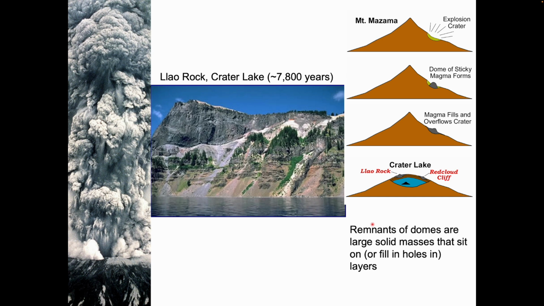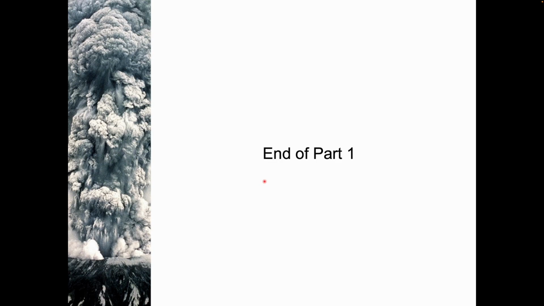There's a few of these remnants of lava domes that are large solid masses sitting atop or filling holes within the layers of those surrounding lava flows. We can see the base of that lava dome right here on this line that I'm tracing with the laser pointer above those otherwise outwardly dipping, horizontally appearing layers of lava flows. And that is the end of part 1 of lecture 1 for week 3.